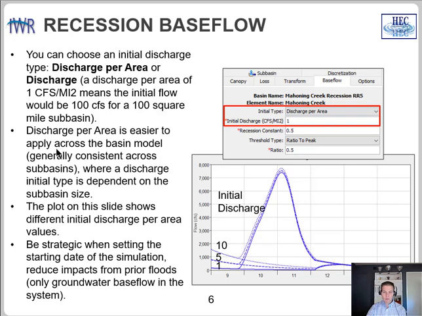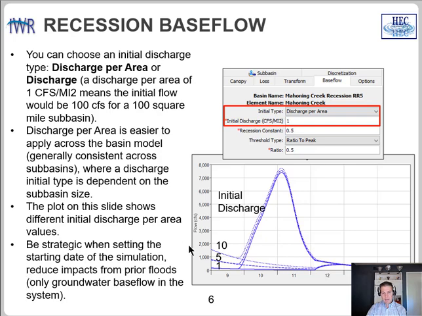All right, I usually use discharge per area. Again, this one is kind of like the ratio to peak option. Discharge per area is generally consistent across the subbasins in a basin model. So if you're able to hone in on a couple of, or one discharge per area, if you have a gauge location, then you can easily set that value for other subbasins within the basin model.